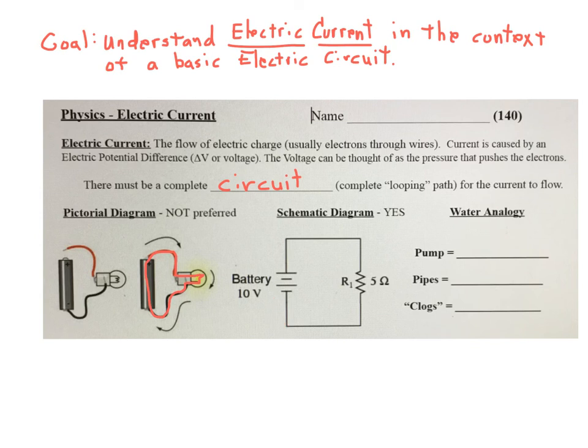All right, so there's a water analogy. The pump that pumps water through pipes is analogous to the battery, or the battery is analogous to the pump. So in this diagram, the battery is like the pump would be in a water system. In a water system, we have pipes that the water flows through. In this case, you have wires that the electrons flow through or move through.